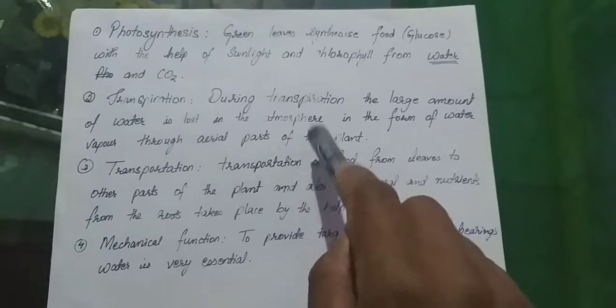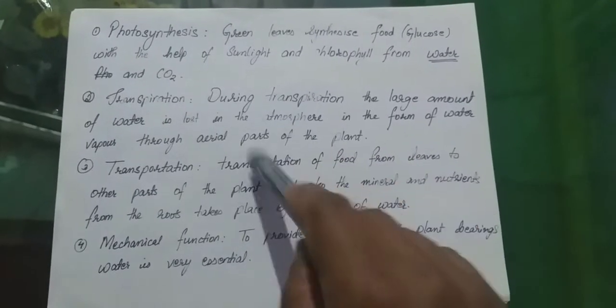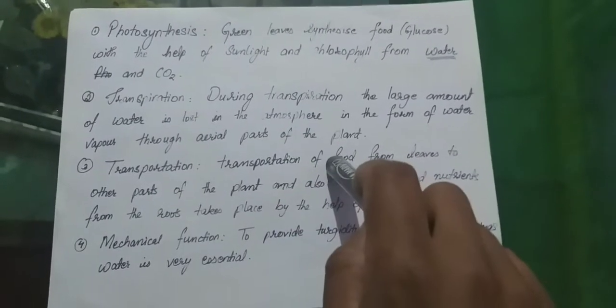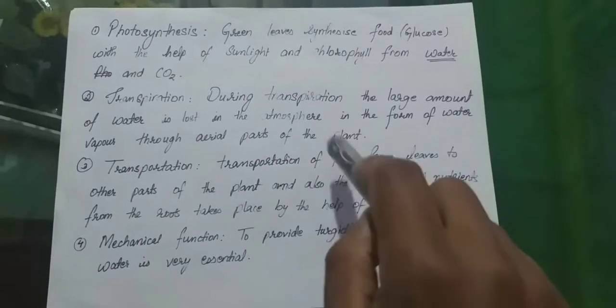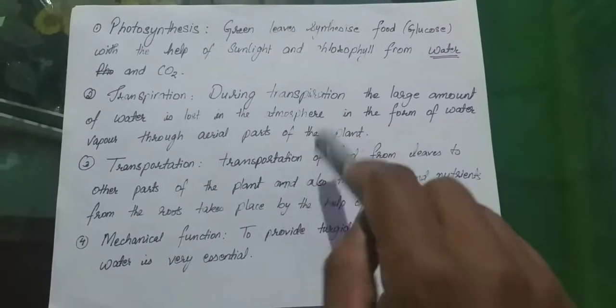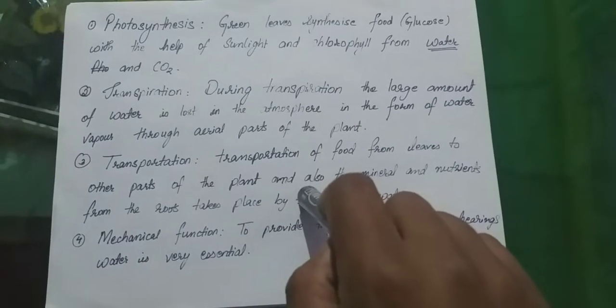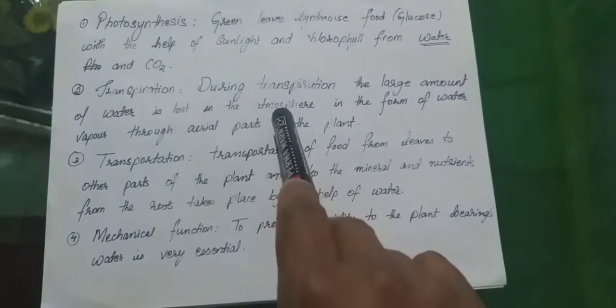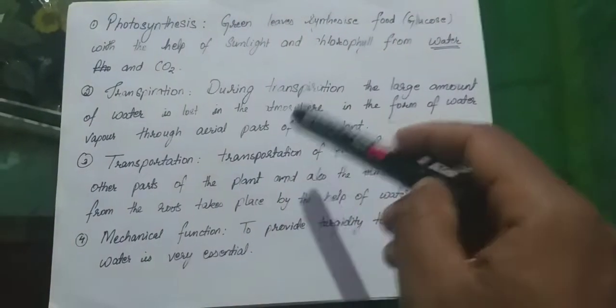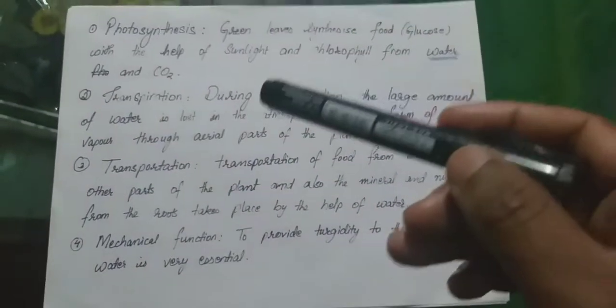From those surfaces of the plant, that is leaf, stem, and flowers, there is a constant loss of water in the form of water vapor, and that particular process is known as transpiration. Now, why does transpiration take place? Why does the water come out through the plant body?